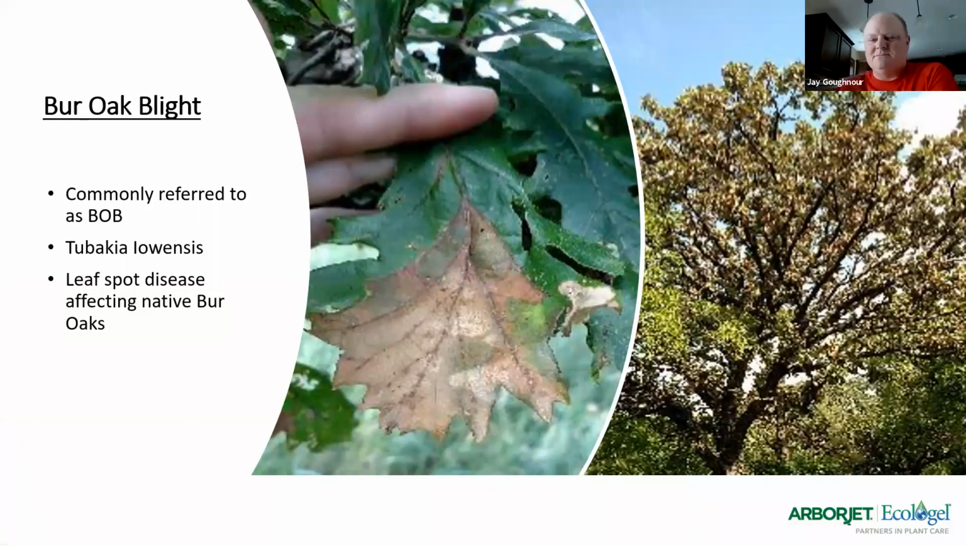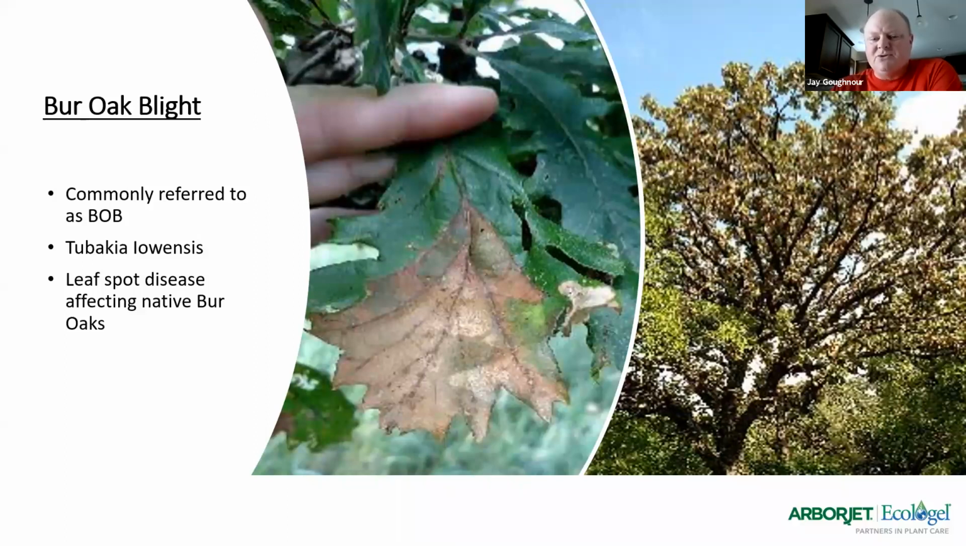Tubakia iowensis is the Latin name there, and it's basically a leaf spot disease, and it just affects these native bur oaks. This is a really good picture of what these trees look like midsummer. They get this brown color to the leaves. The leaves even fall off the trees. I've seen trees completely defoliated. But when you look at these, you'll notice there's a wedge-shaped lesion on the leaves. We're going to talk more about it as we move along.